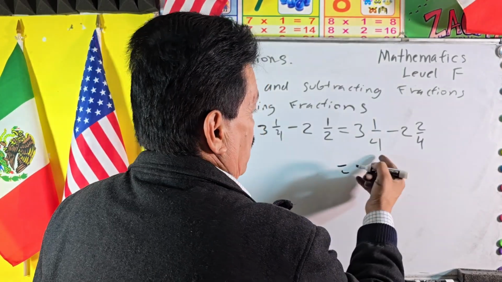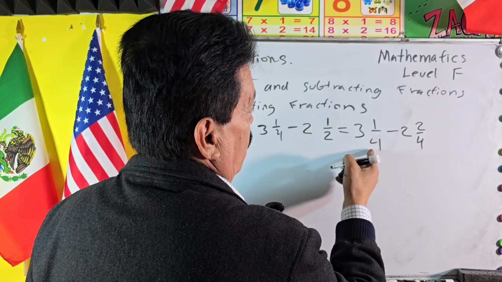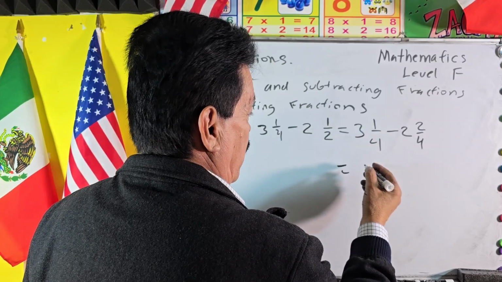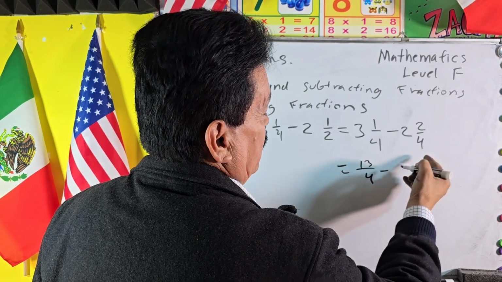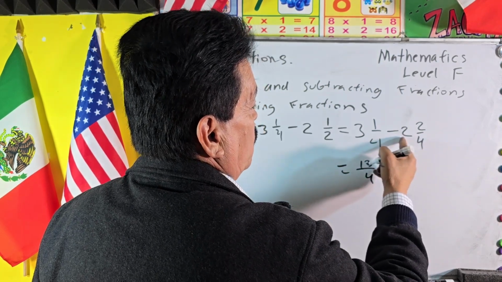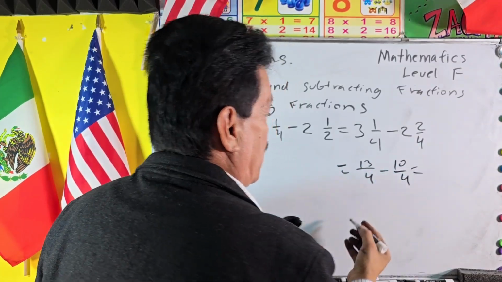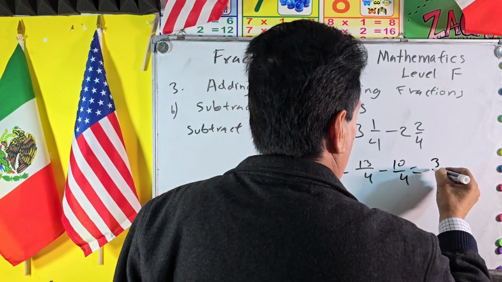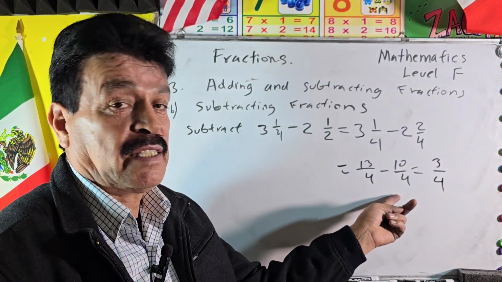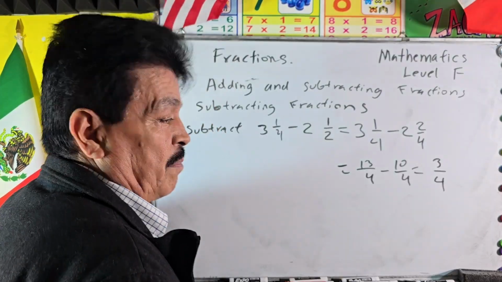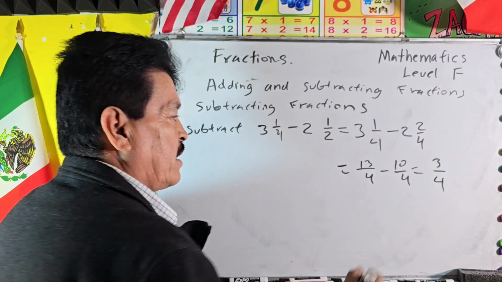Just change. We multiply 4 times 3 plus 1, which is 13 fourths, minus 4 times 2 plus 2, which is 10 fourths, right? If you subtract right here, you will have 3/4 as the answer. 13 minus 10 equals 3/4. But you are able to apply different strategies to find this answer.